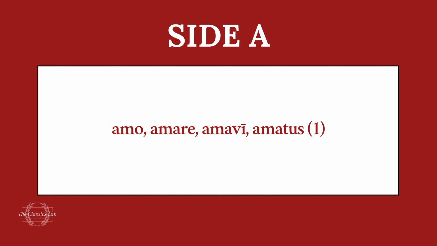Here's another way you can write the Latin side of your flashcard: amo, amare, amavi, amatus, and then you can see here there's a number 1 in parentheses. This means amo is a first conjugation verb. This is not necessary, but some people like to write it. If you know how to use the second principal part, amare, to identify the conjugation of a verb, then writing this number is not necessary.